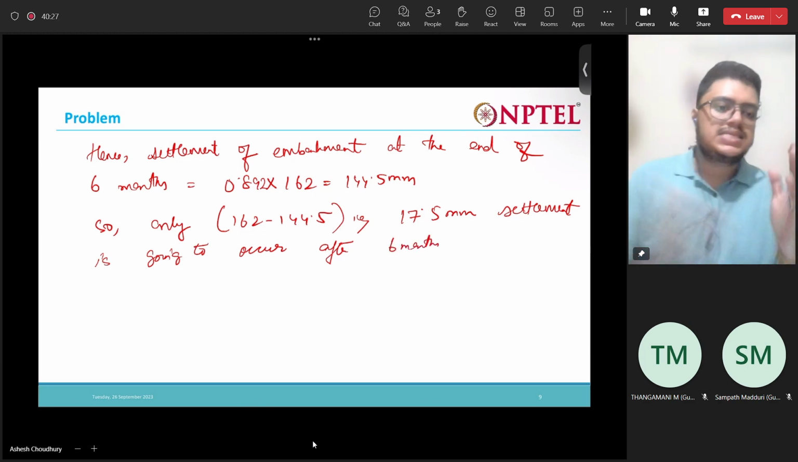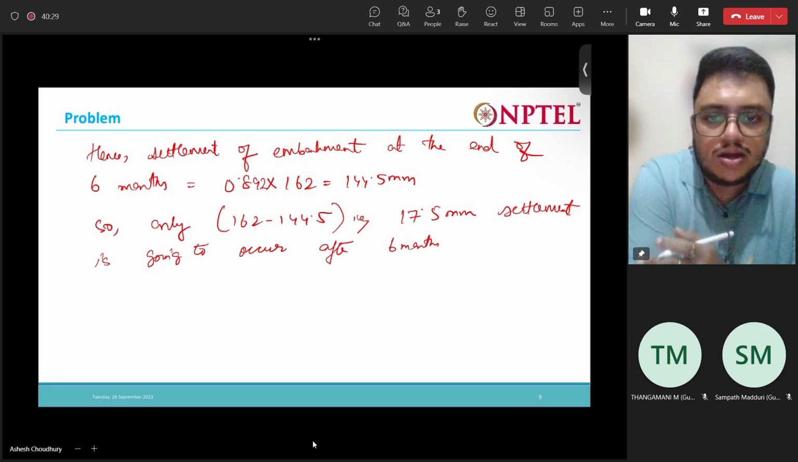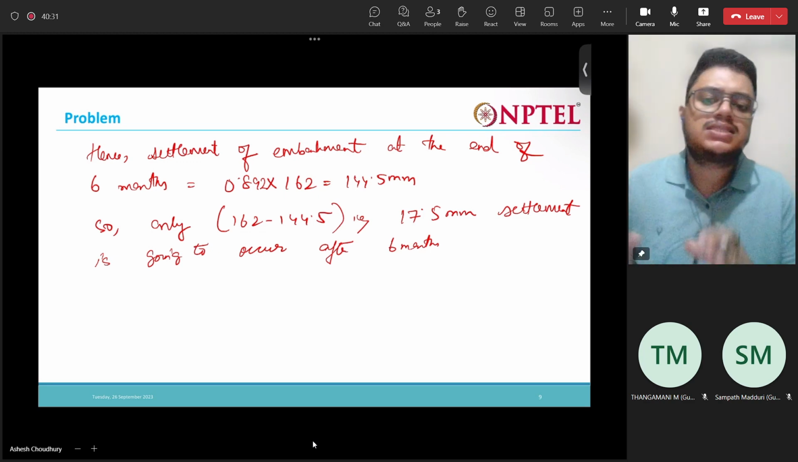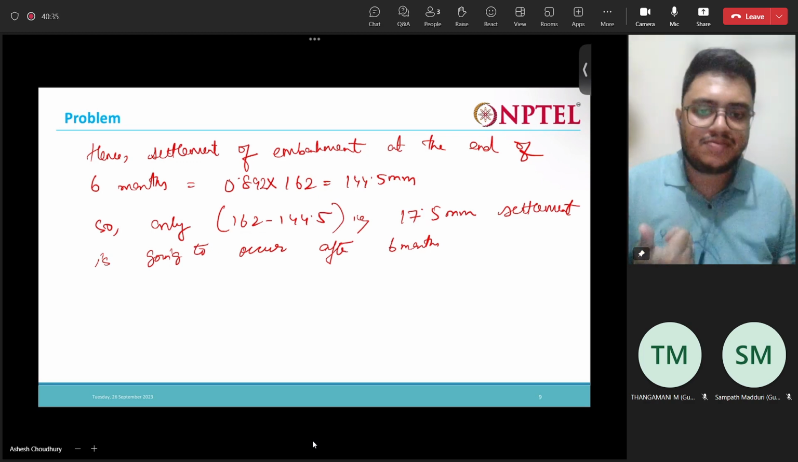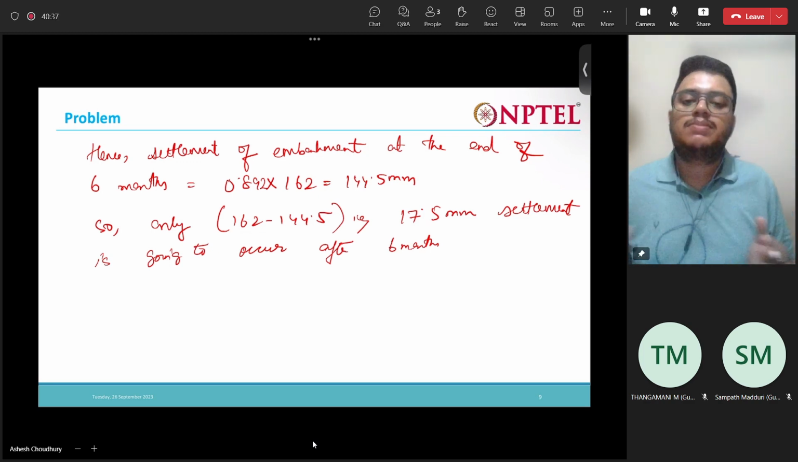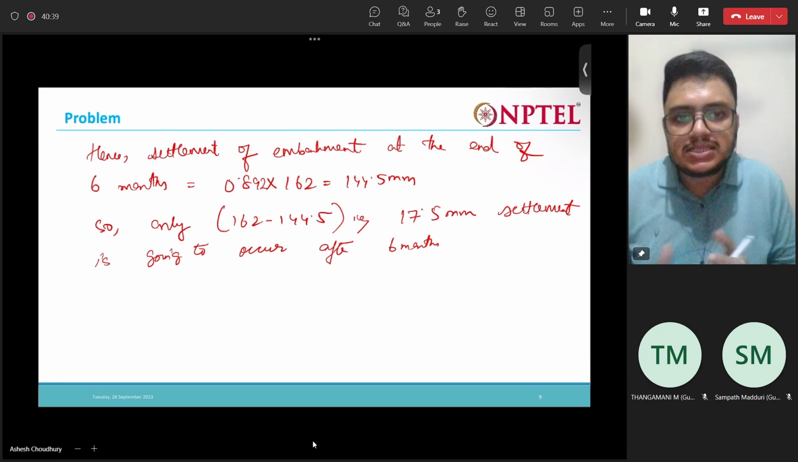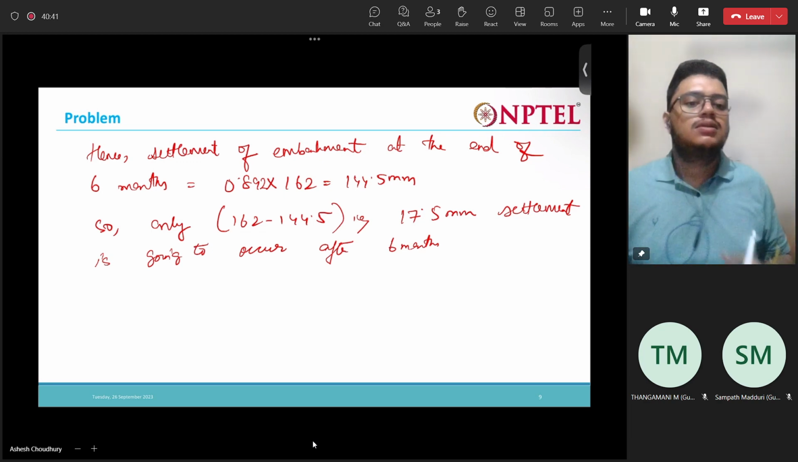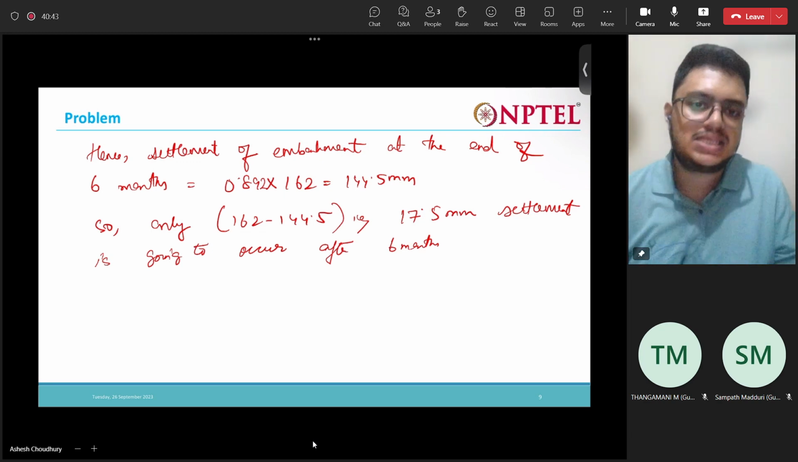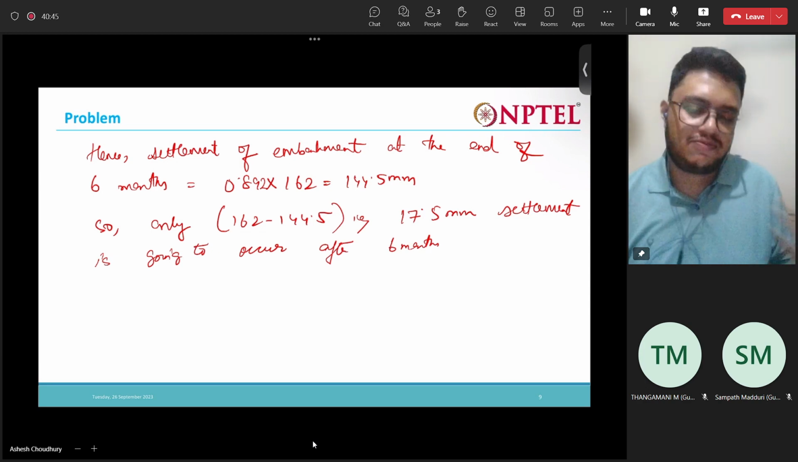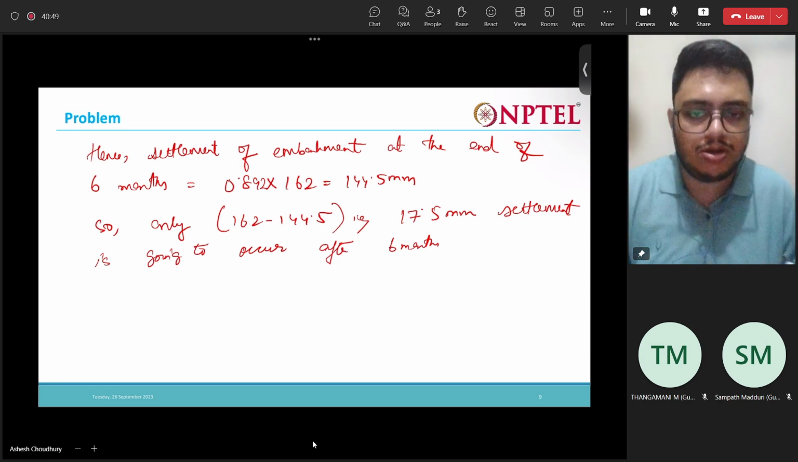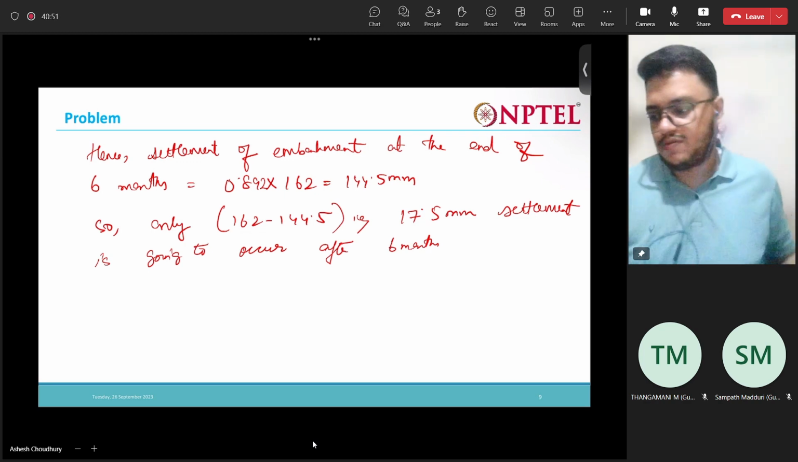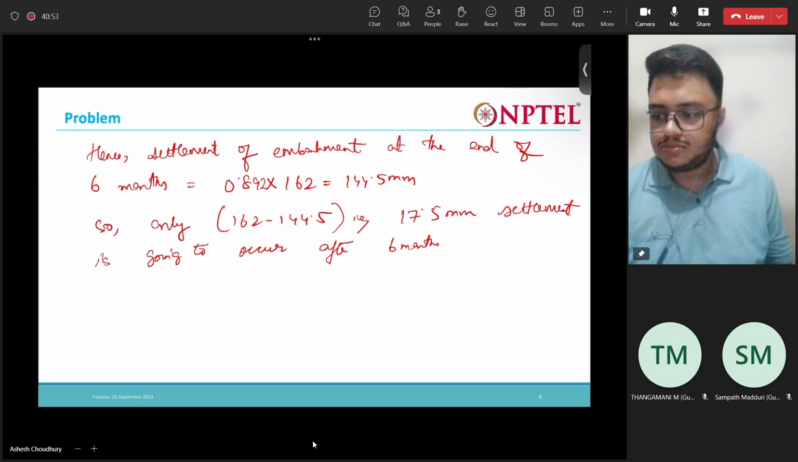That means in the 6 months, 144 mm settlement will occur, and from 6 months to infinite time only 17.5 mm settlement. So almost 90% of the settlement is going to occur within 6 months. Maximum settlement will occur before that. After that you can start constructing something over that embankment, whatever you want to do, so it will be safe.